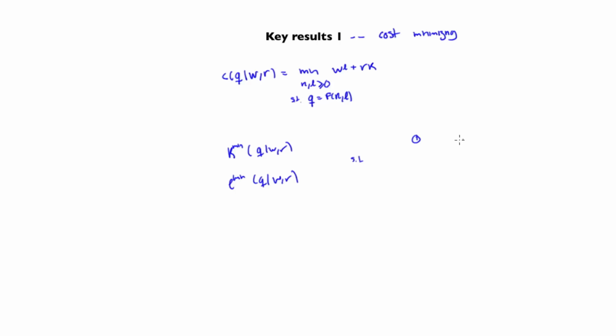First, the constraint Q is equal to F of K min, L min, and second, the ratio of the marginal product of capital to the marginal product of labor, evaluated at K min, L min, in both cases, has to be equal to R divided by W.